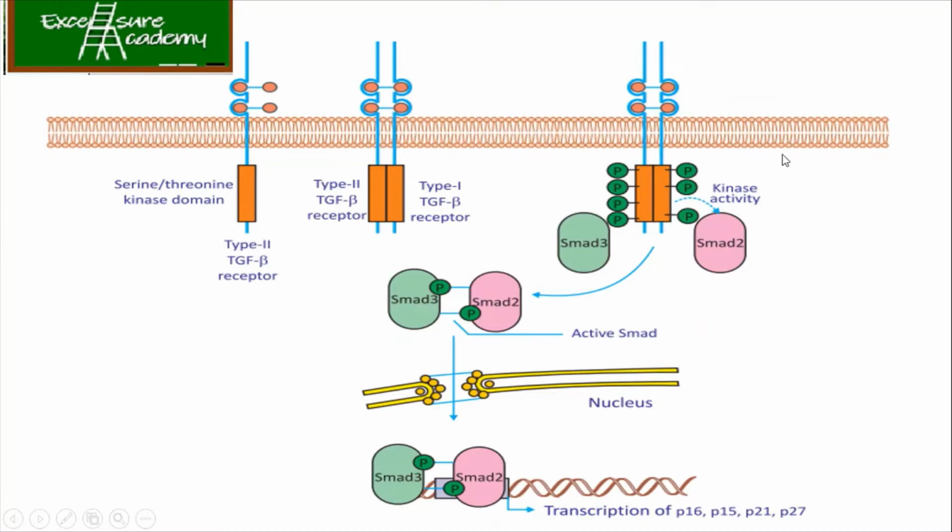It gets activated. They have got the autophosphorylation. Once this autophosphorylation happens, that is going to result in activation of your SMAD protein. SMAD proteins are getting activated by getting phosphorylated. If you see here, the SMAD proteins are getting phosphorylated and they form the dimer. Now, this goes inside the nucleus, binds, and there is gene expression of P16, 15, 21, 27. They are nothing but the CDK inhibitors.